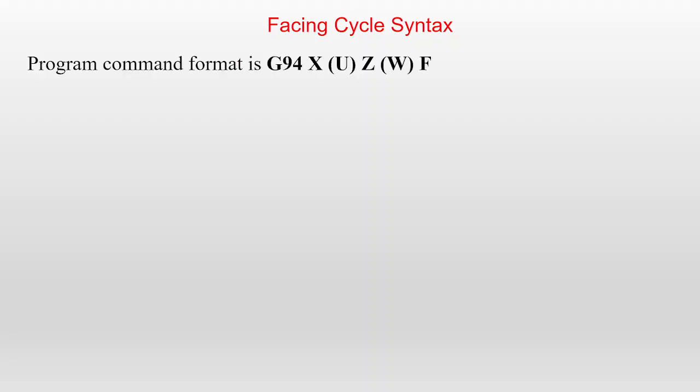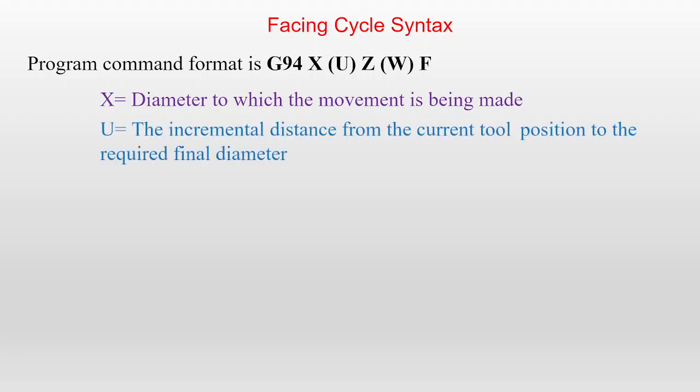Now let us see what syntax we generally use for the facing cycle. That is G94 X(U) Z(W) F. G94 is used for the facing cycle. X is the diameter to which the movement is being made. And within the bracket, U is the incremental distance from the current tool position to the required final diameter, which we assign as X(U) in the brackets.